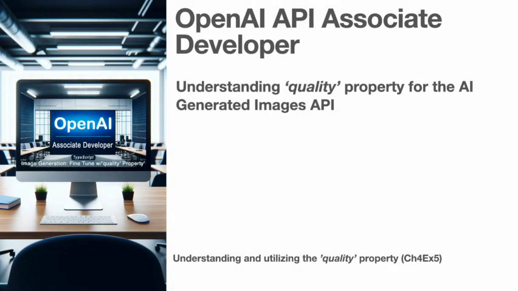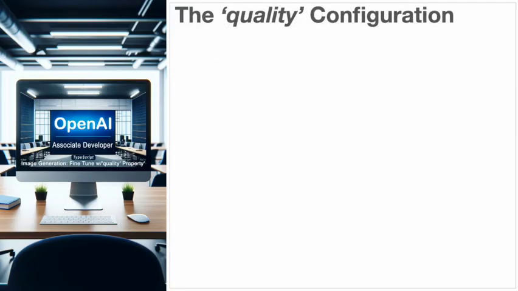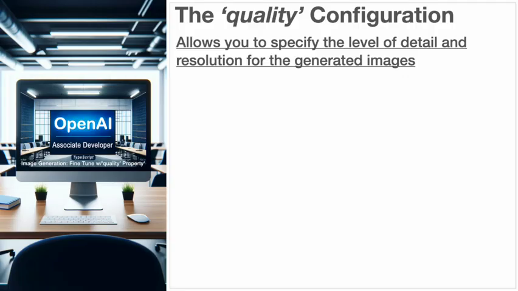In this session, we're going to discuss the quality configuration property used in the OpenAI Image Generation API call. Understanding this property will help us generate images that meet our desired standards in terms of visual fidelity and detail. The quality configuration property allows you to specify the level of detail and resolution for the images generated by the AI. This property can be extremely helpful for applications which are concerned with the quality of the visual output and how the image quality impacts the user experience or the usability of the images.